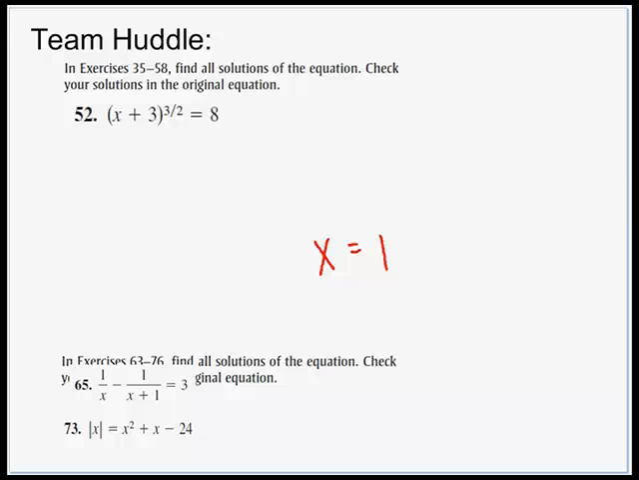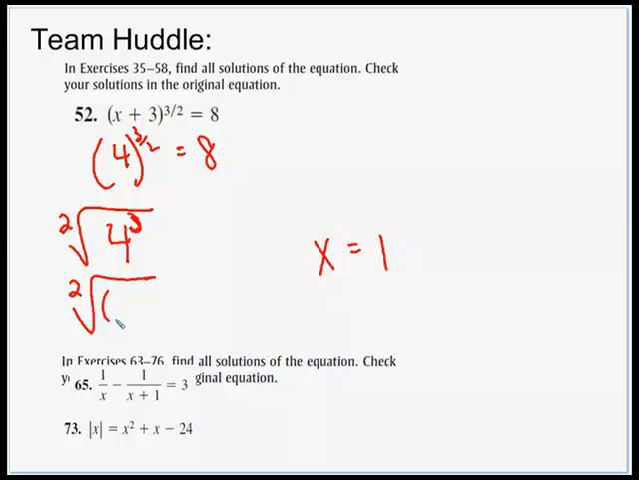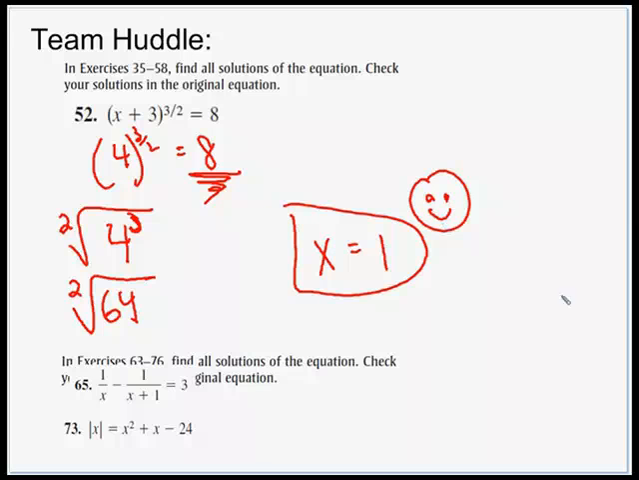We did raise each side to a power, so let's plug in a 1 for x. 1 plus 3 is 4, to the 3 halves. Does that equal 8? Well, let's see. 4, if we put it under a radical, that would be the square root of 4 to the third. 4 to the third is 64, and the square root of 64 is in fact 8. So that does check out. That is a good solution.